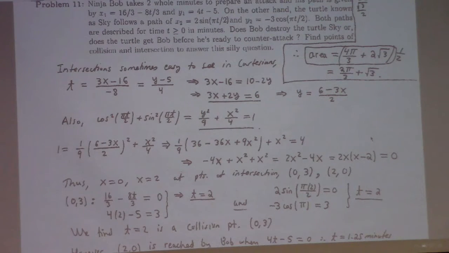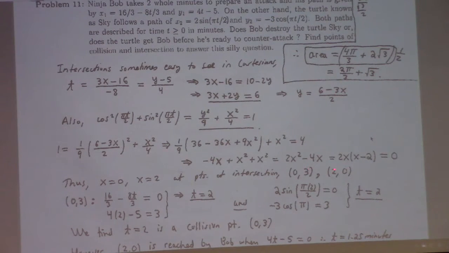All right, so how did I do it? I found the Cartesian equation for Bob, and I found the Cartesian equation for the turtle, and then I looked for where they're both true. After doing the algebra, it revealed that x is equal to 0 or 2 at points of intersection. That gives me the points of intersection (0, 3) and (2, 0), plugging the x back in to find the y. Once I know x is equal to 0, y is equal to 6 over 2, which is 3. Once I know that x is equal to 2, then y is equal to 0 because 6 minus 6 is 0.